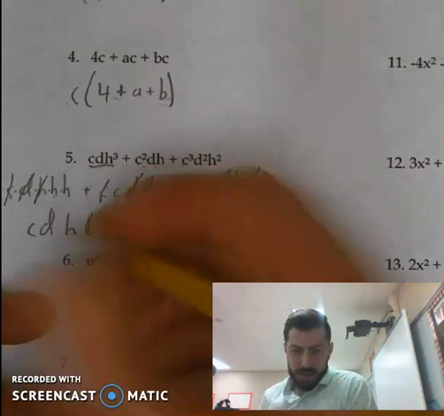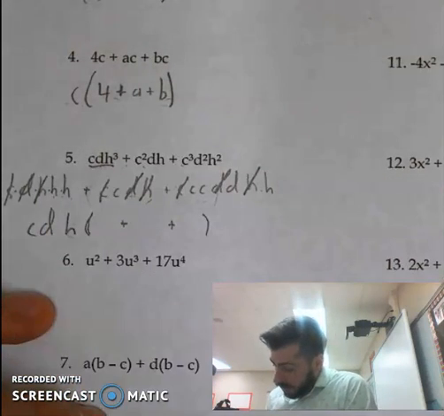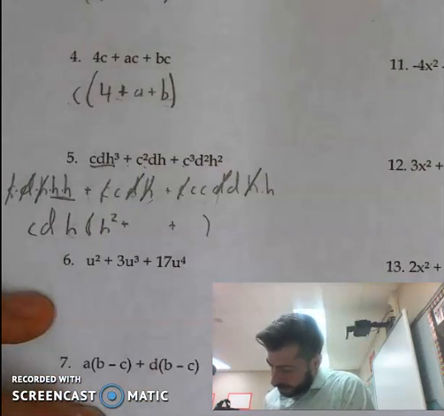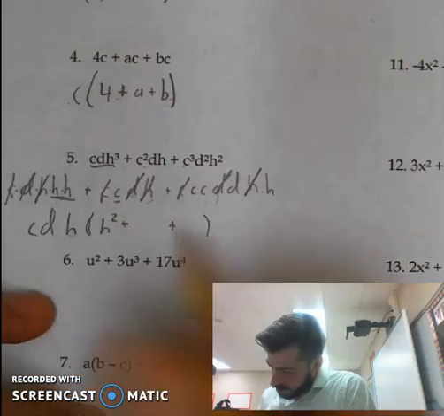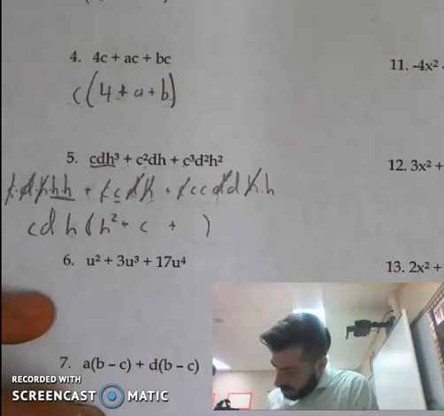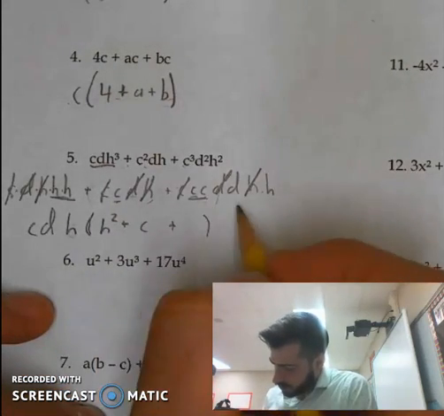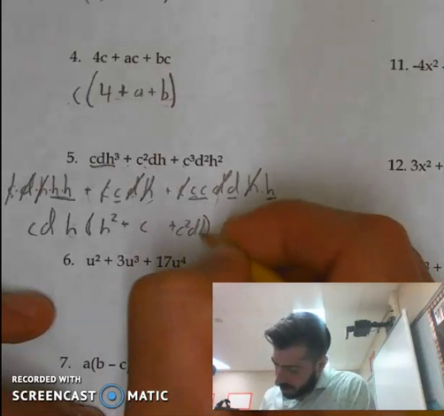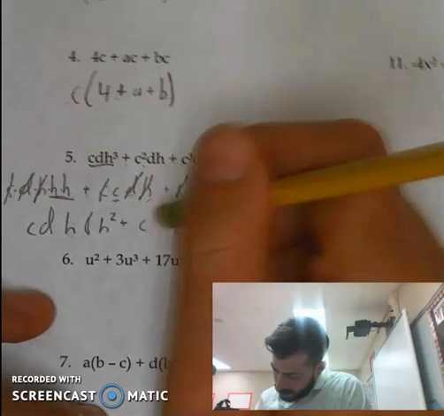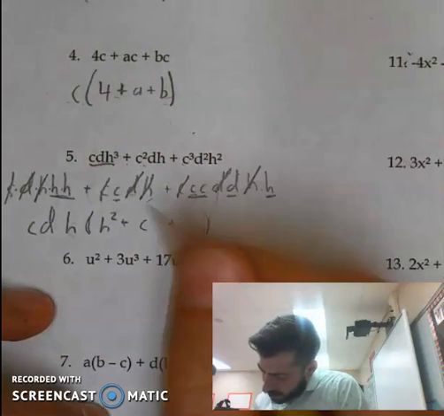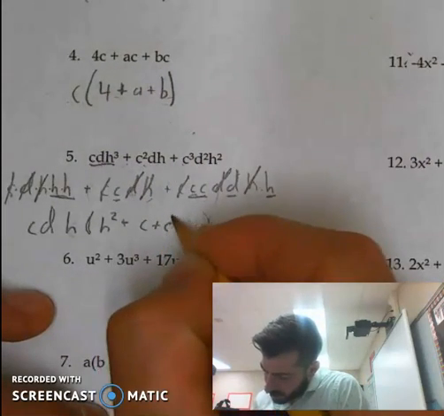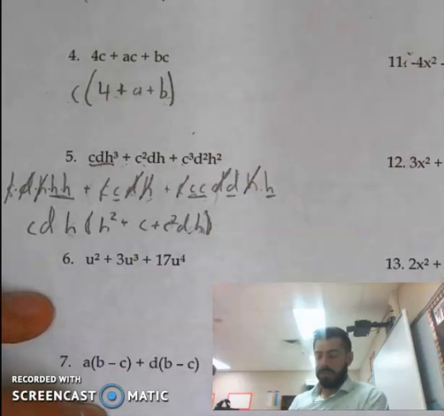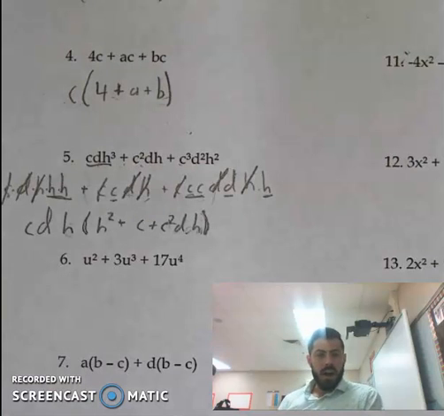So there we go. There's the H. And now what we have left over, well, H squared on that one, plus C on that one, and then C squared, D, and H. And that's our answer. Maybe I'll scoot this over to be a little more legible. Plus C squared times D times H. And there you go.